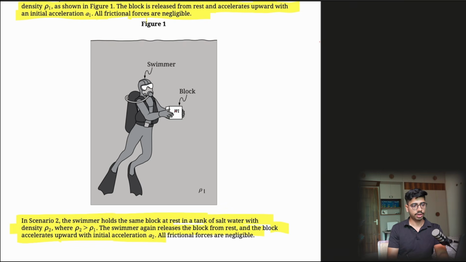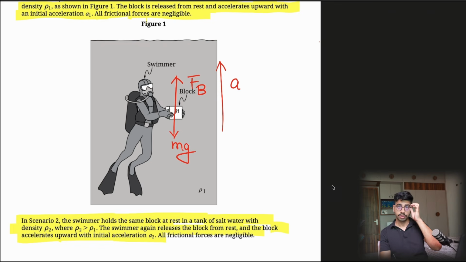So on this block, if I had to make the free body diagram, there is an upward force FB, I'm writing, that is the buoyant force. The one below is the mg force that is acting. In both cases, it is accelerating upward, so there is a net force acting upward. So this is the net acceleration that we have upward. As we know, net force is equal to mass times acceleration, correct?